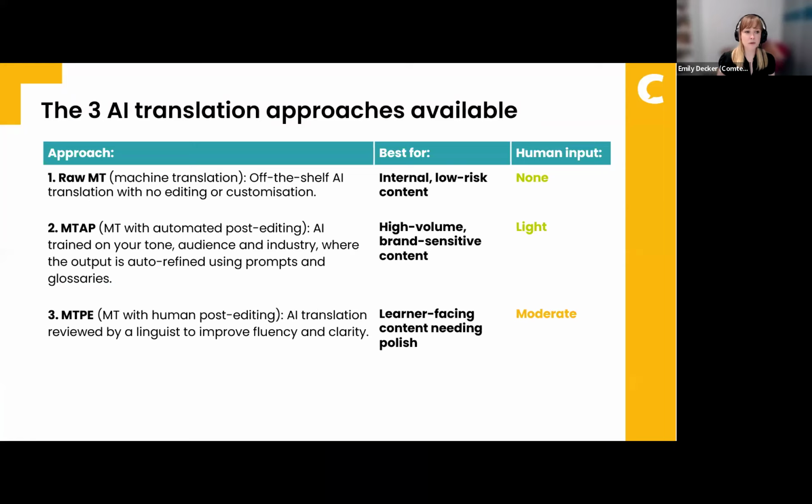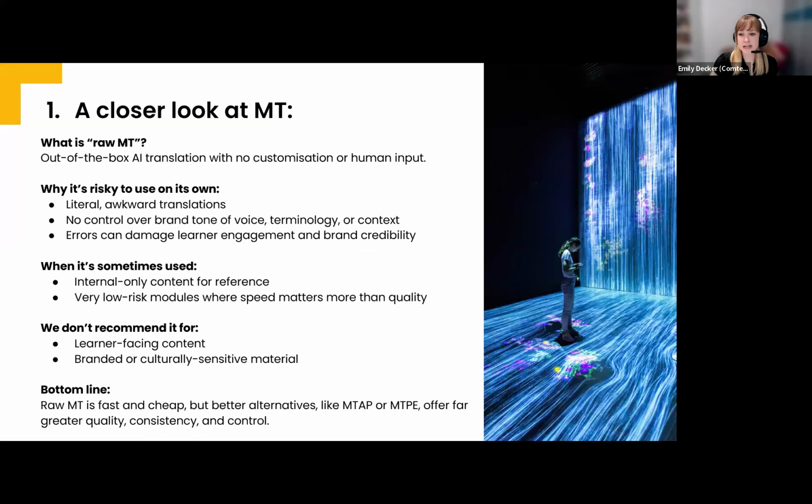And you can see as we walk through that table, the level of human input increases. And as a result, the risks that are involved, the confidence that you can have, correspond to that level of human input. If I do just a very quick deep dive into each of all of these, first of all, we'll look at raw machine translation. So what does this mean?